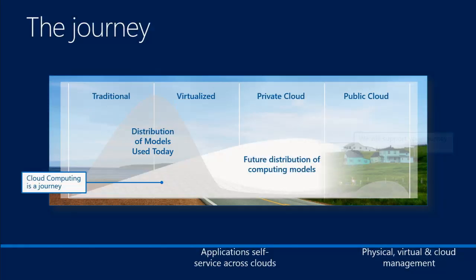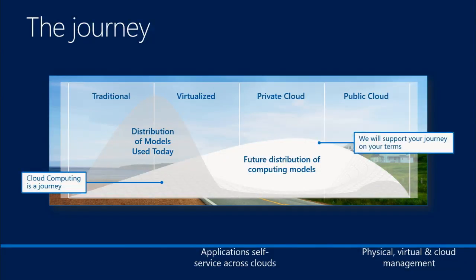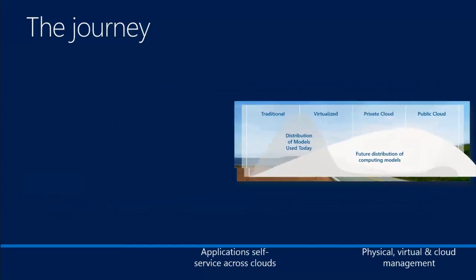So this slide is really just highlighting the fact that, again, the usage models that you see today are not going to be the usage models you see in the future. I kind of disagree with the way that this curve is drawn. I'd probably draw more of it here on the public side than as much on the private side. But the key idea with this is that Microsoft is there throughout the entire journey.